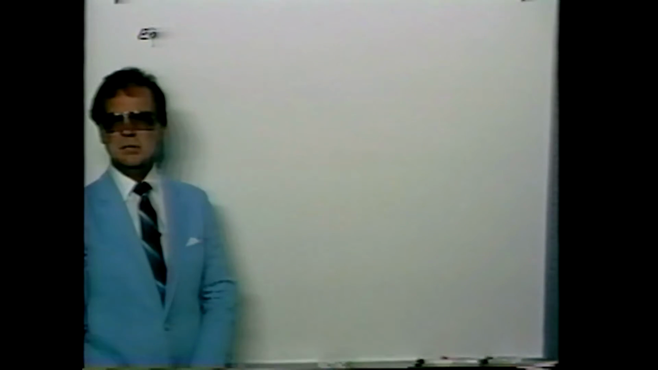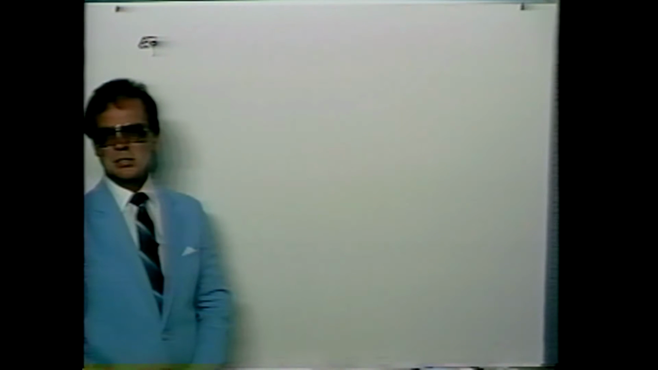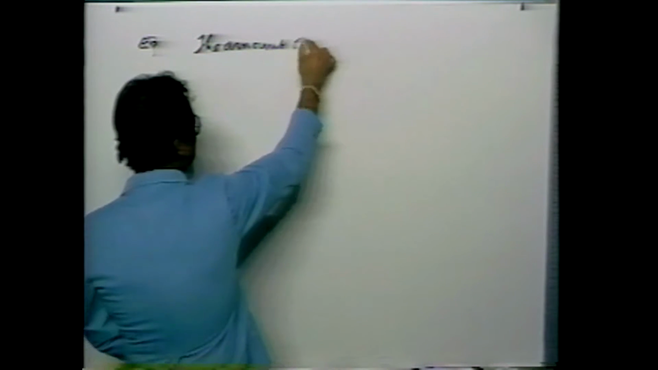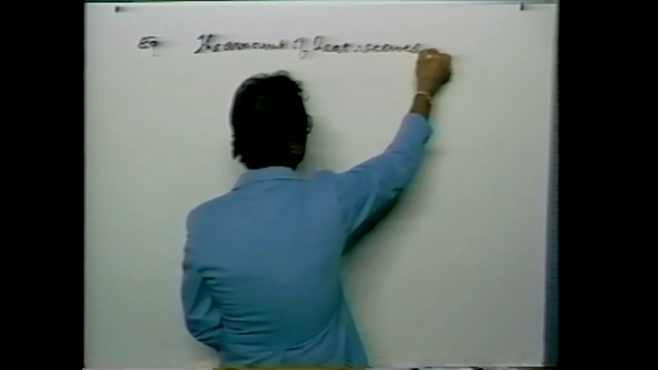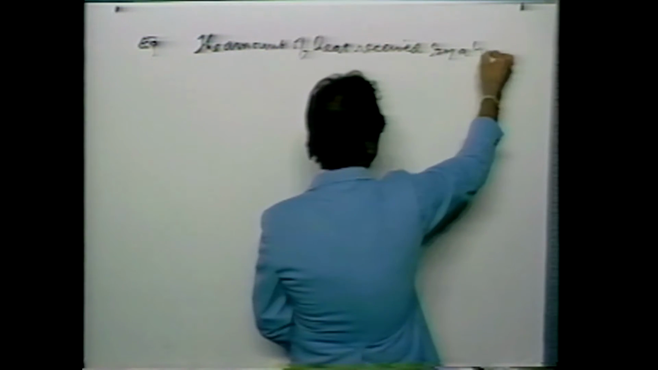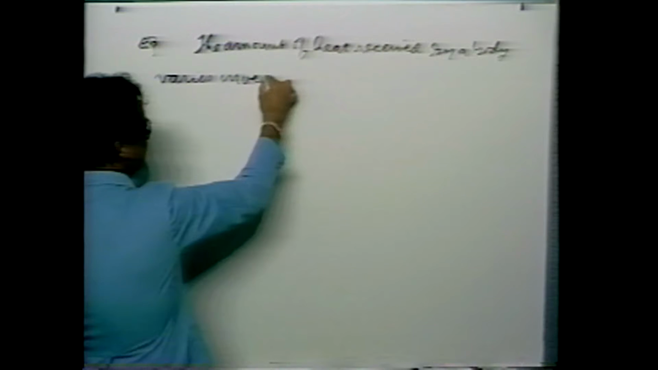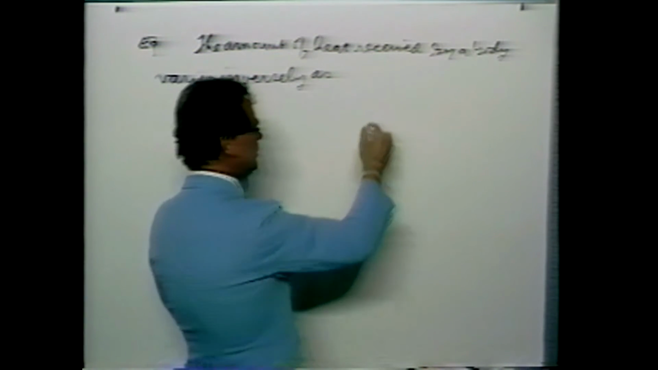The amount of heat received by a body or object varies inversely as the square of the distance from a source.